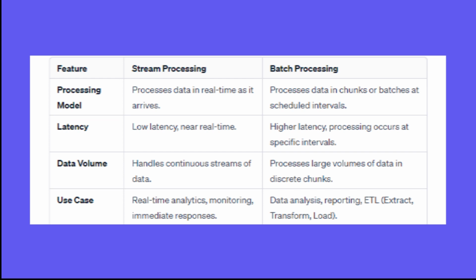In stream processing, data is processed in real time as it arrives. In batch processing, data is processed in chunks or batches at scheduled intervals. Stream processing has low latency and is very near to real time. Batch processing has higher latency, and processing occurs at specific intervals. Stream processing handles continuous streams of data, but batch processing processes large volumes of data in discrete chunks.